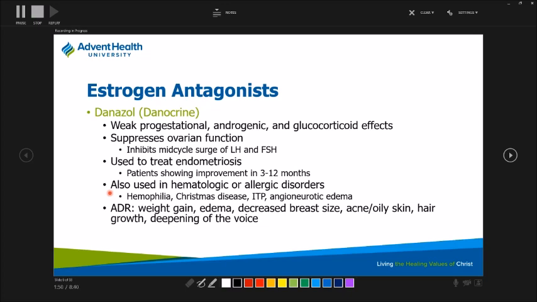And again, the side effects are going to be pretty predictable because we're decreasing the estrogen effects. You're going to see more of those androgenic effects, more of those progesterone effects. That's why you see the edema, the weight gain, decreased breast size, right? Because you have less estrogen effect on the breast tissue, and deepening of the voice, right? It's part of that androgenic effect there. Okay, and again, those are things you'd expect to see just based off the mechanism.